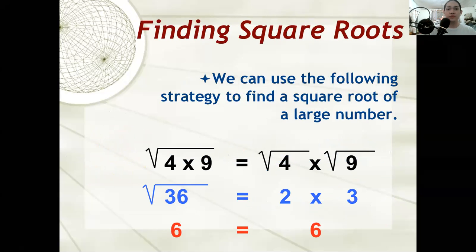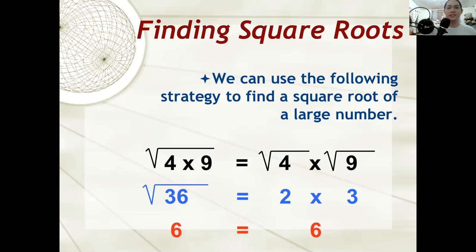Now we can use the following strategy to find the square root of a large number. For example, the square root of 4 times 9 is equal to the square root of 4 times the square root of 9, which gives us the square root of 36. And we all know that the square root of 36 is 6. In the second method, as you can see, we separated it into the square root of 4 times the square root of 9. Of course, the square root of 4 is 2 and the square root of 9 is 3. Then we multiply them, and that gives us 6. So that's another way to find square roots, especially for large numbers. You can factor them out.